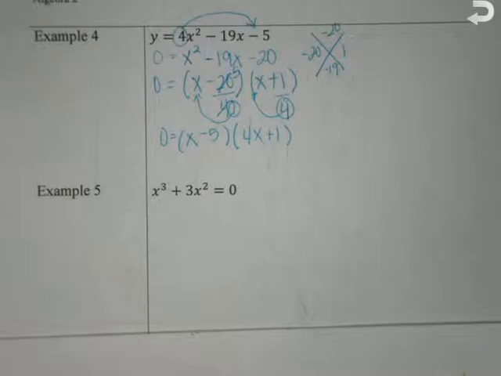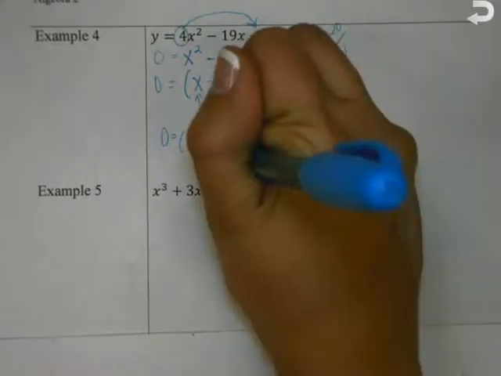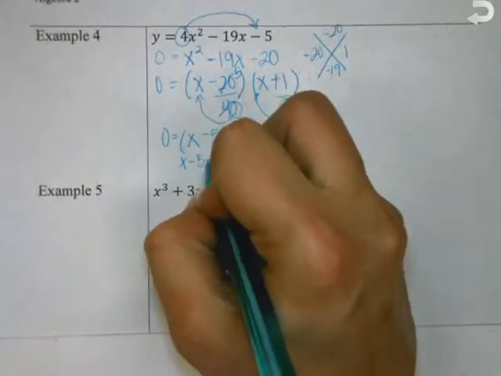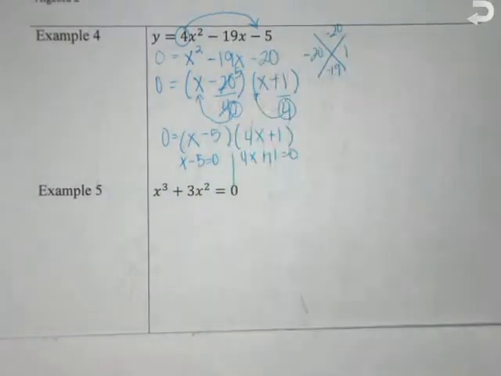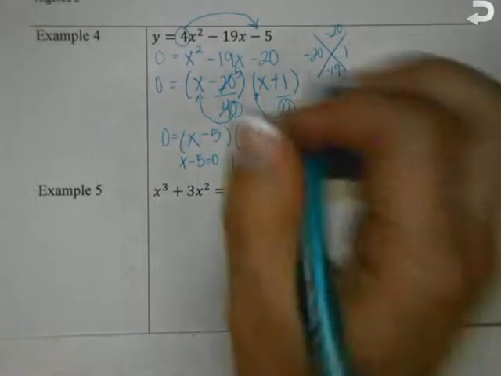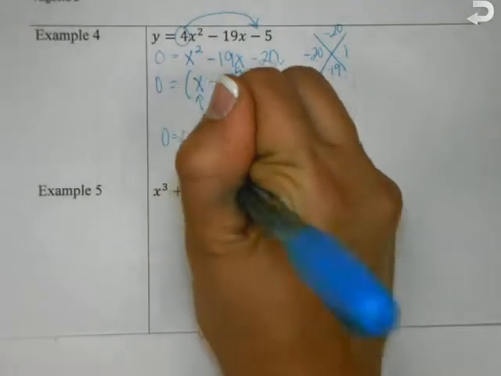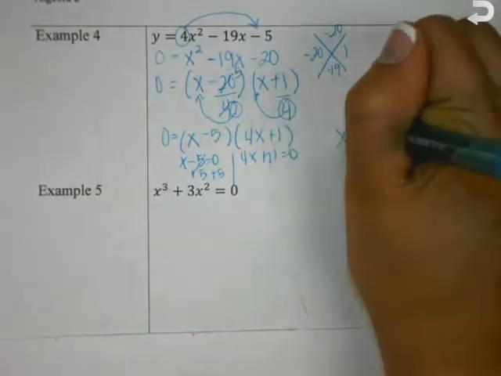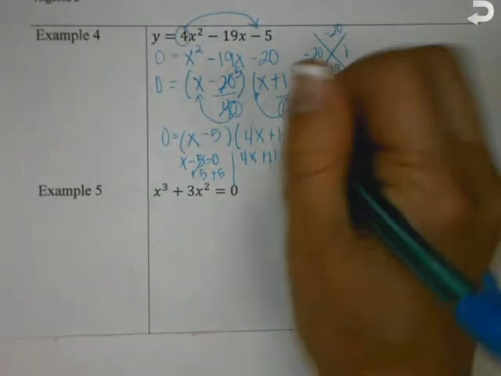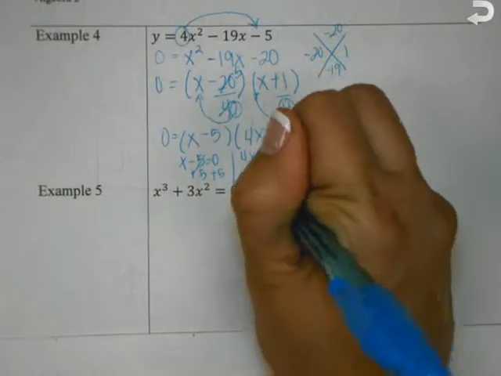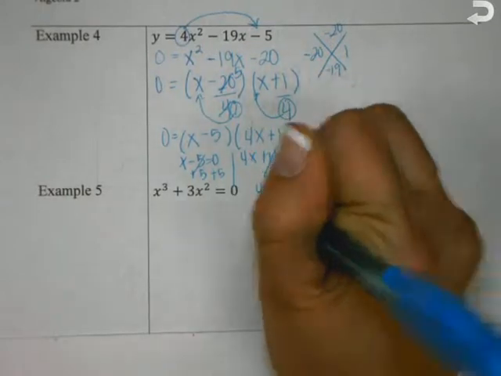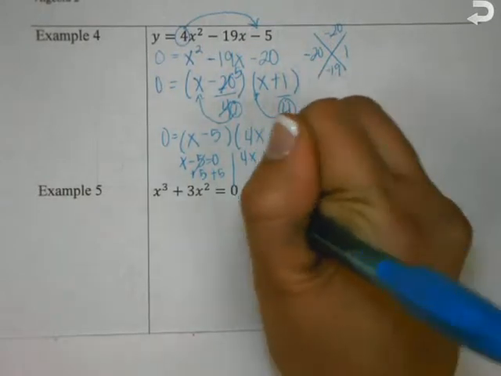Exactly. I get x minus 5 equals 0, and I get 4x plus 1 equals 0. We add 5 to both sides, so I get x equals 5. Subtract 1, so 4x equals negative 1. And divide by 4 to get x equals negative 1/4. Who got that correct?